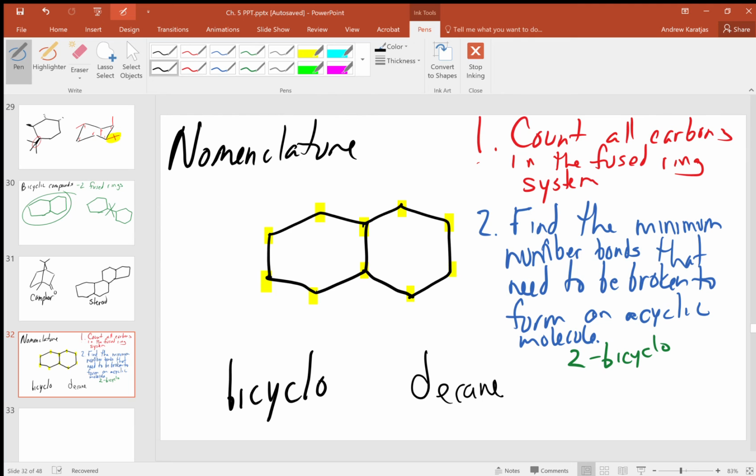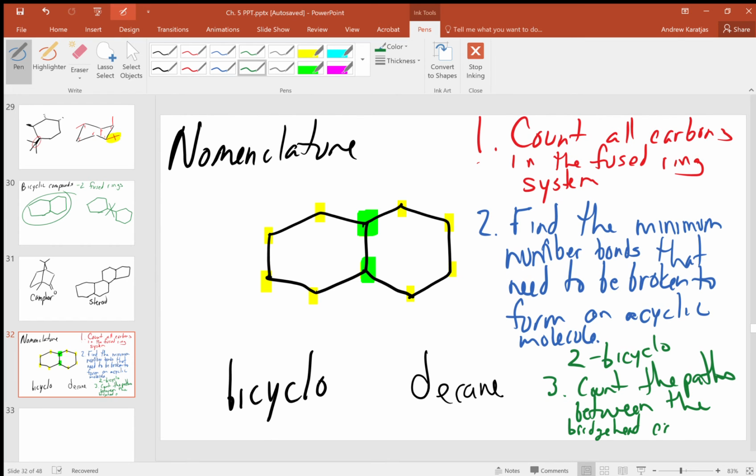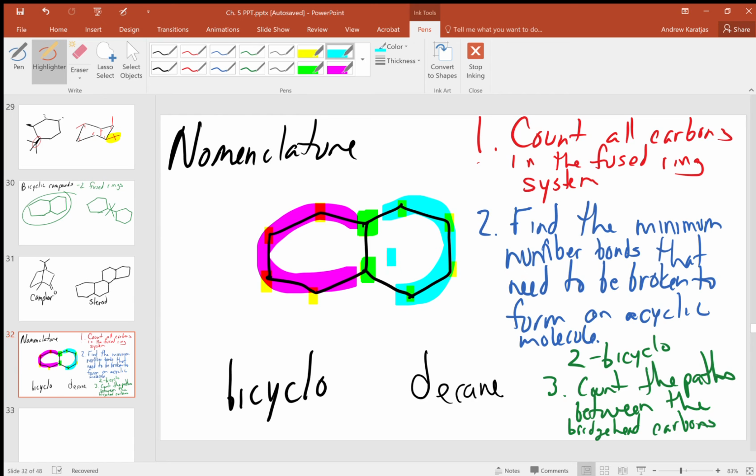The final piece is we refer to the 2 carbons where the rings are fused together as the bridgehead carbons. And so step 3 is count the paths between the bridgehead carbons. So I have one path that goes this way, one that goes this way, and one that goes this way.